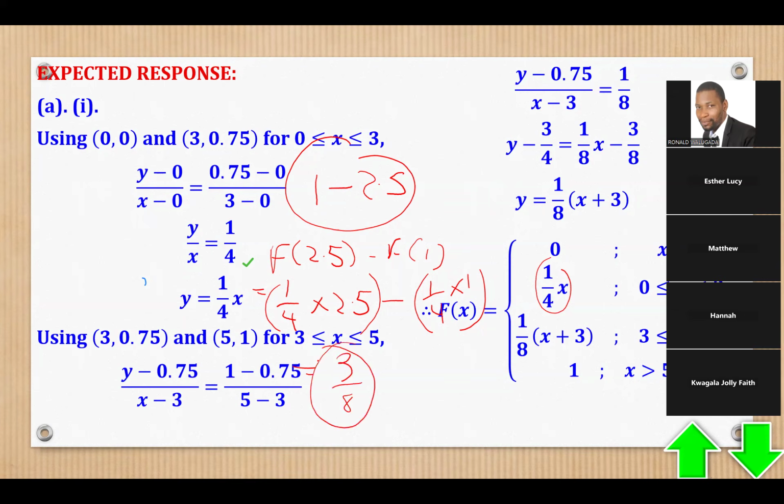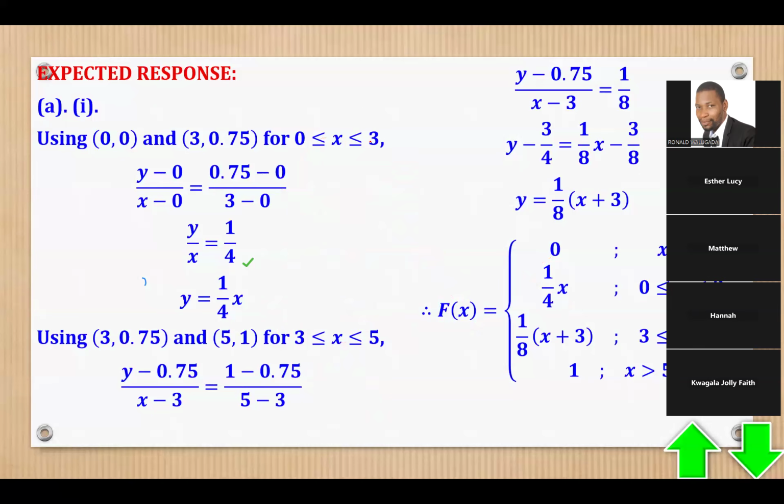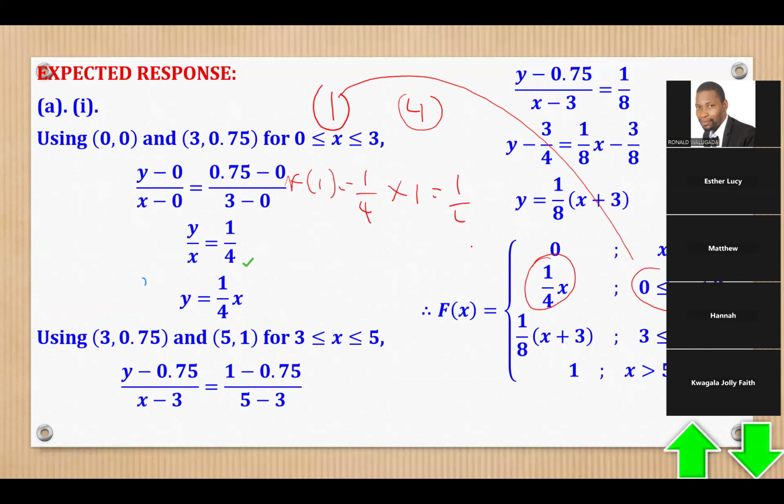But the one I've now edited from 1 to 4, how do you do it? You have to look for where those values are. 1 is in this interval, so I should use this to express this function. So when I'm getting f1, I'm going to say a quarter times 1. When I'm getting f4, 4 is between here, so I'm going to say 1/8 in brackets 4 plus 3, like that.